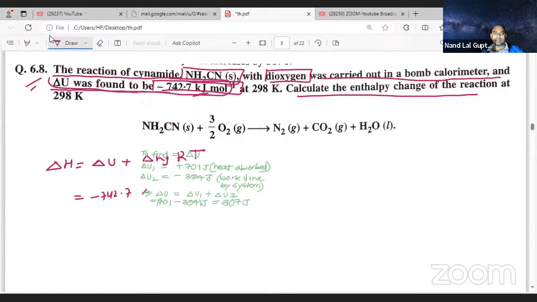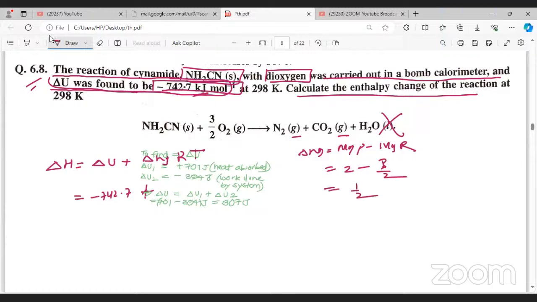Then delta Ng. What will be delta Ng here? This is liquid, we need not consider. This is gas, this is gas. So delta Ng is equal to what will be there? Ngp minus Ngr. Ngp is 1 plus 1, 2, minus 3 by 2. So it will be 1 by 2 will come. Sir, you do this from the beginning once again, sir. I am not able to understand.